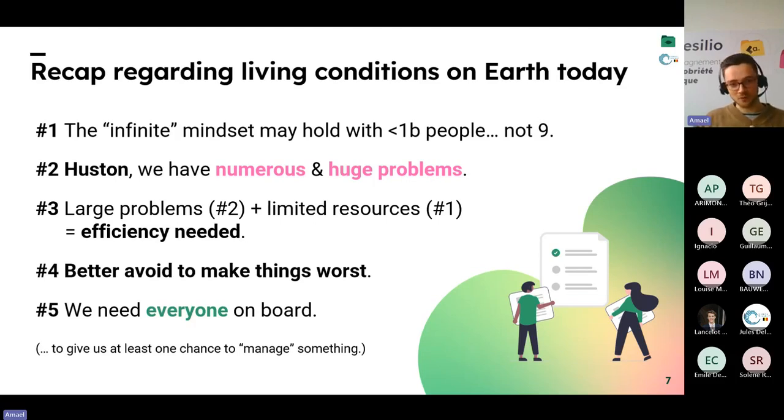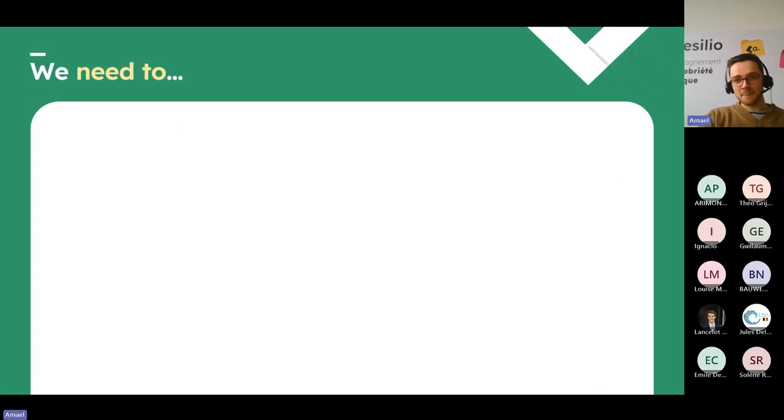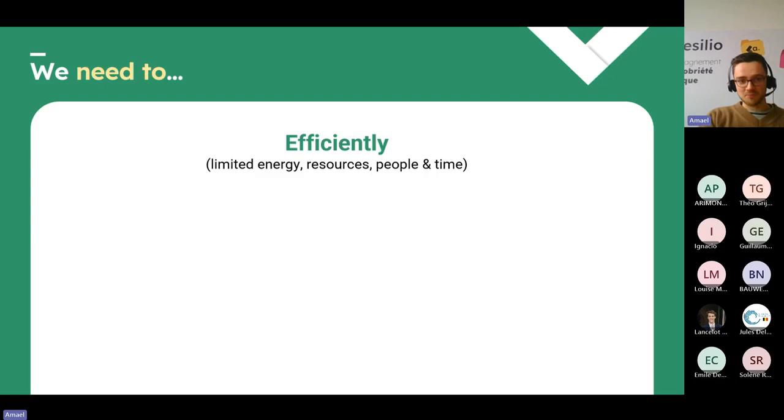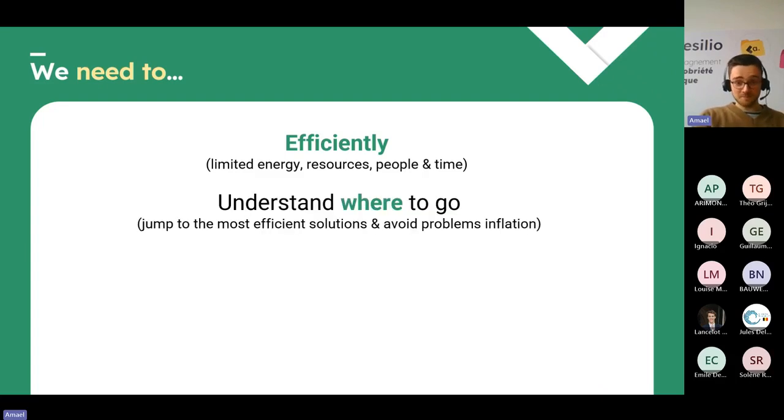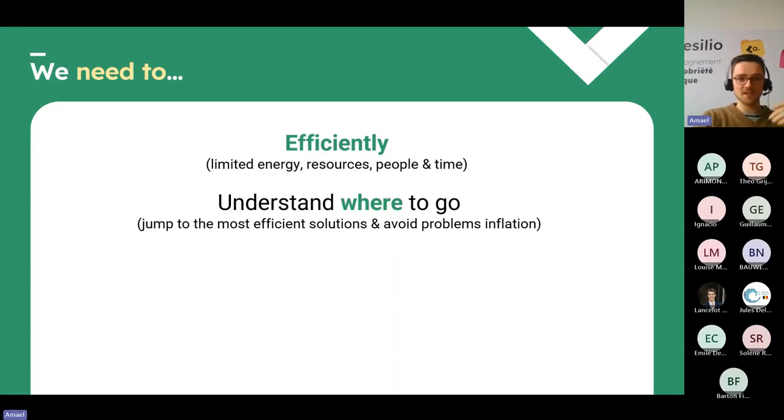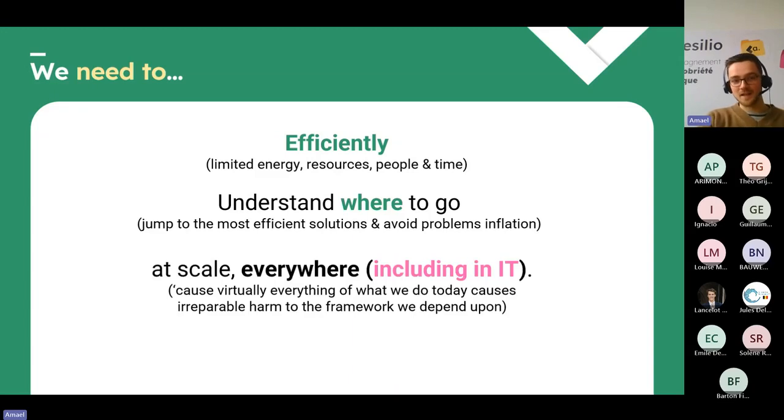And more than efficiency, we need to avoid things going worse, and we will need as much force, power, support, time, and energy as we have. So we need to have everyone on board if we want to manage anything in our future. This is the environmental context we're in. Framing it again another way: we have this efficiency problem. We have limited resources, they're not infinite. We have limited time, limited people, limited brain power. And we need to understand where to go, because the direction in which we're going currently is not the right one. We need to avoid problem inflation. We want to go the right way. So we need efficiency. We need to know where to go at scale and everywhere, including in IT.